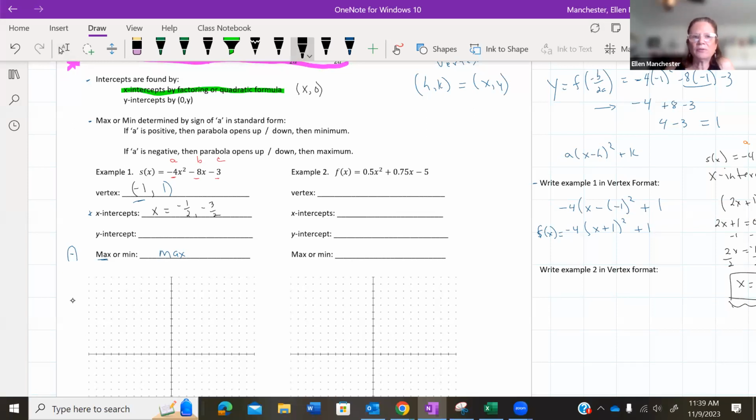Those are our intercepts. And then the y-intercept is super easy. The y-intercept, let me get a different color, is when your x value is 0. So that makes it really easy. This goes to 0, this goes to 0, this goes to 0. So your y-intercept is always sitting right there. So it's at the point 0, -3. That's your y-intercept.